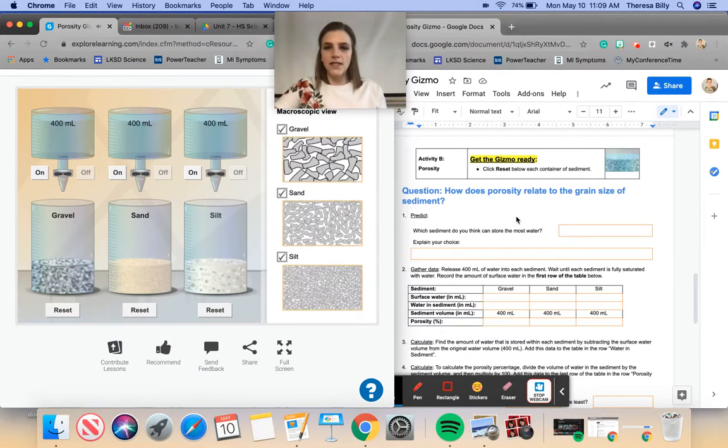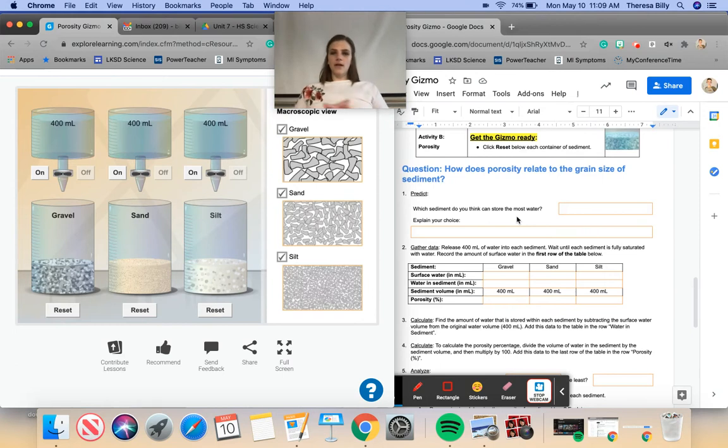I've already reset all of the containers for activity B, and the big question we're going to answer is, how does porosity relate to the grain size of the sediment? So now we're moving away from permeability real quick. We're going to talk about porosity. So first question, which sediment do you think can store the most water? Take a random guess, whatever you think, and also explain why you thought that for question number 1.